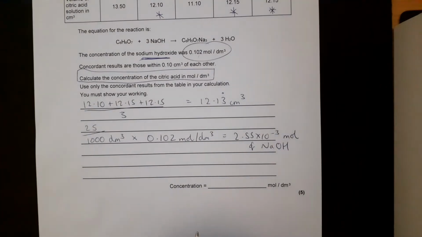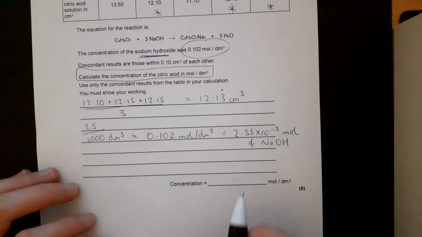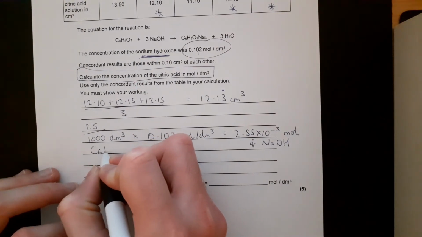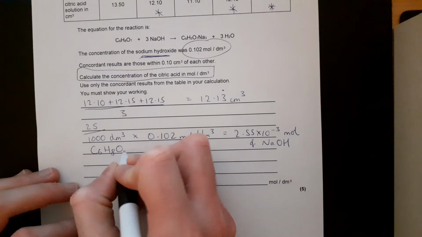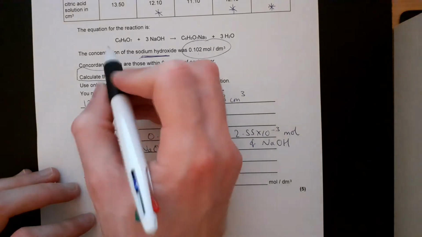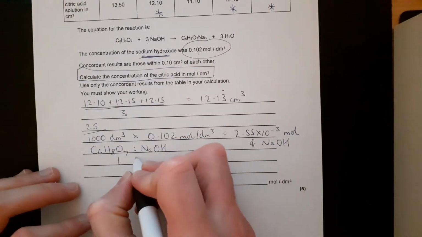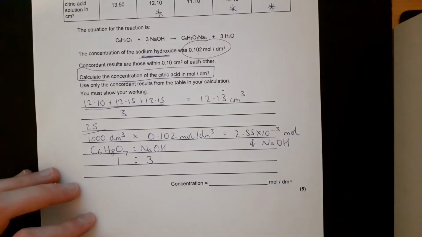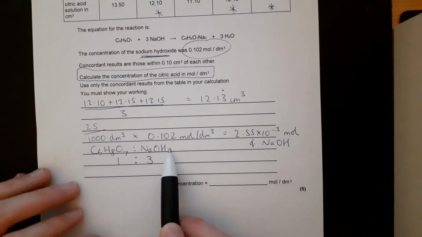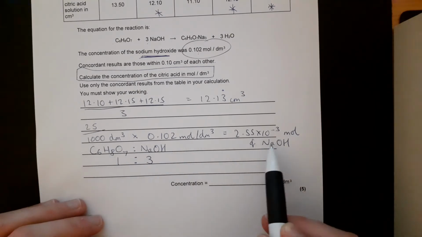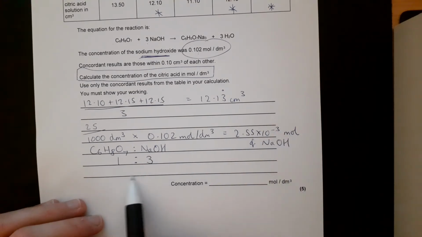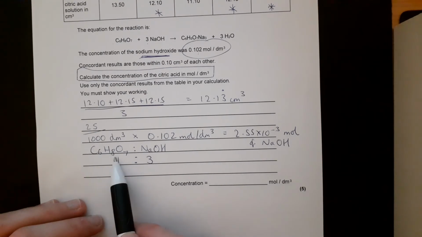So now, the same as we did on the last one, we now want to look at the ratio. So we're going to look at our equation. It's a sort of scary looking thing here, C6H8O7, but don't let that worry you. You can see here that there's only one of those, but there's 3 of the sodium hydroxide. So every time I have 1 mole of this, I'm going to have 3 moles of sodium hydroxide. So if this is how many moles of sodium hydroxide I've got, I need to divide by 3 to get to the number of moles of this one.